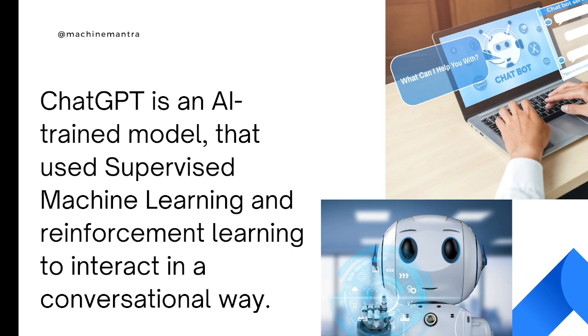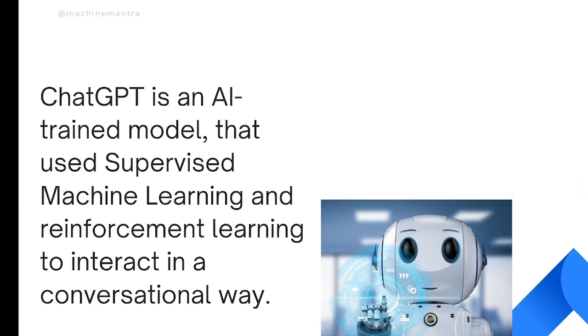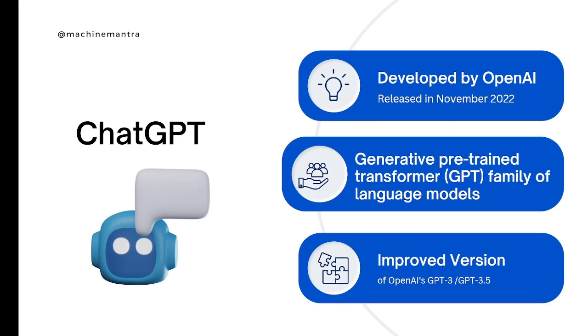It is an AI trained model and it used supervised machine learning to train the model, and it uses reinforcement learning to make itself better, learn from previous examples. And in this way, it interacts in a very conversational manner, just like a human will do, just like a human will answer intelligently. Okay, so let's understand a bit more about it. It was developed by OpenAI and it was released in November 2022. GPT stands for Generative Pre-trained Transformer, and it is a family of language models. And it is an improved version of OpenAI's GPT-3 or GPT-3.5.